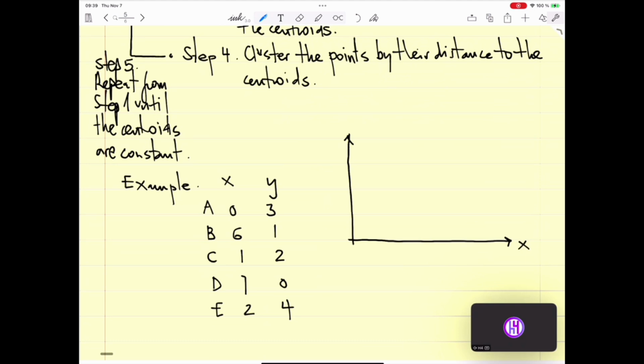X, y, 0, 3. This would be A. This would be somewhere C. This would be E. And this would be B and D, right? So somewhere here is B, and somewhere here is D.